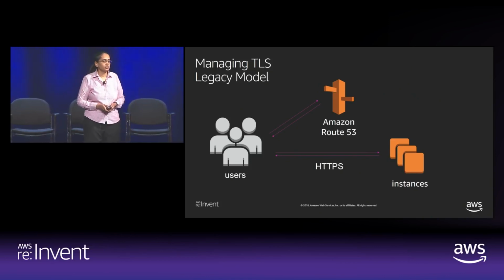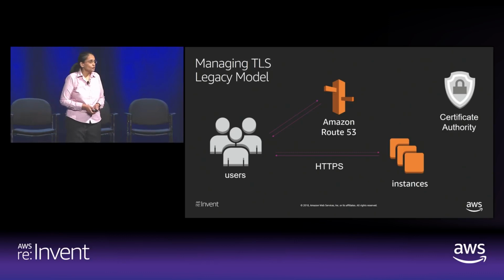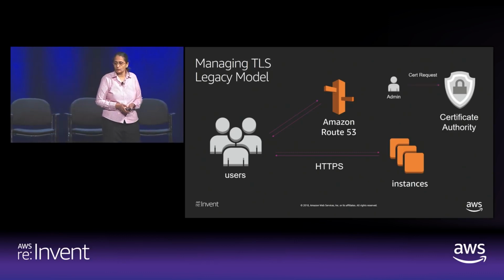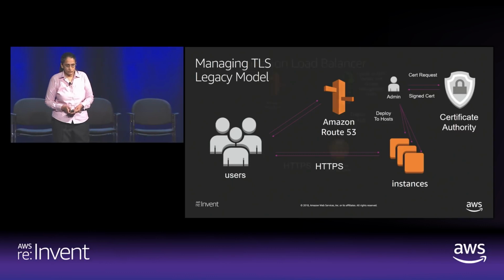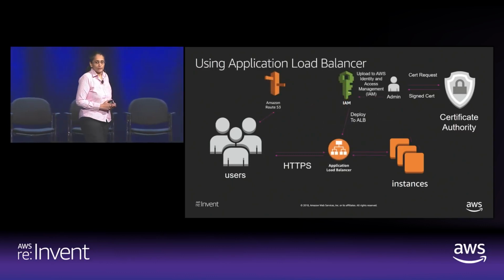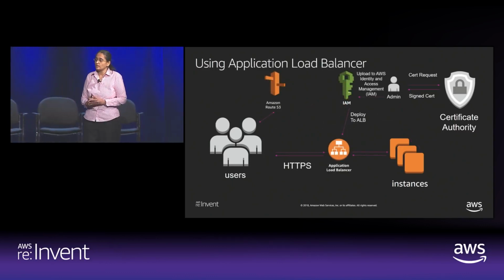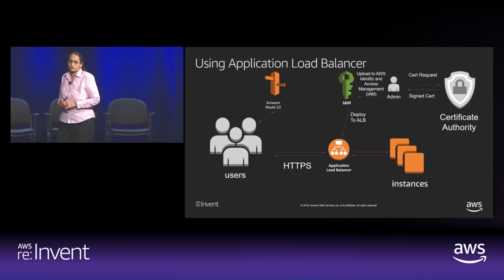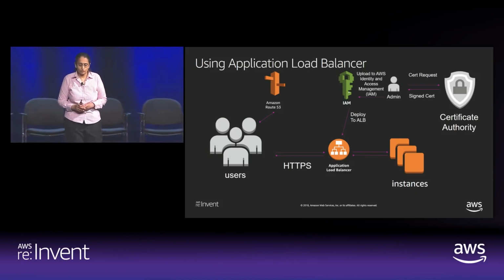So the traditional model, you actually set up the DNS for routing your traffic into the application load balancer. You're getting HTTPS traffic into your instances. Usually, you have an admin. You have a choice of your cert authority. You get your signed cert, and you're downloading it into your applications. With the application load balancer, you can actually have the certs downloaded into the load balancer themselves, offloading the TLS management and cert rotation from your applications, from the backends.